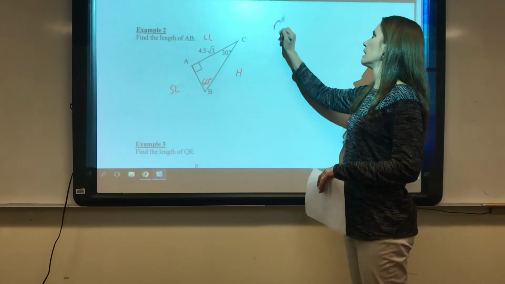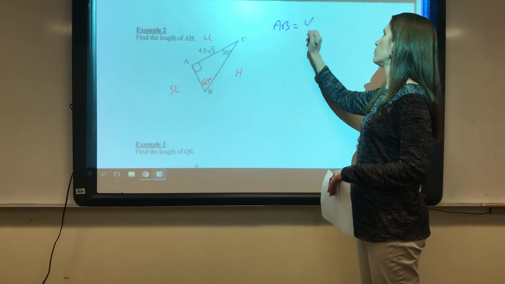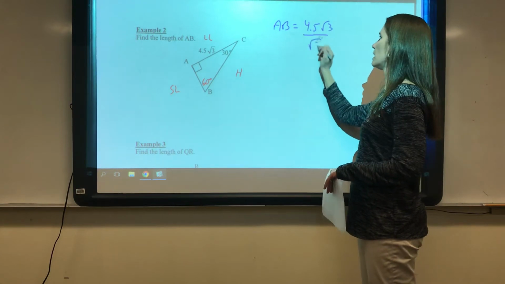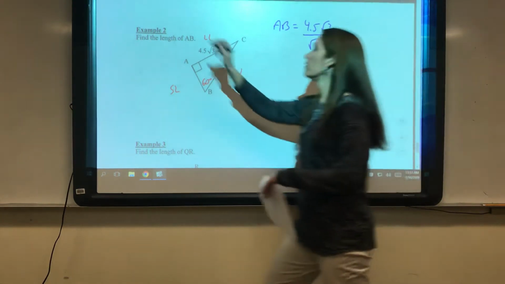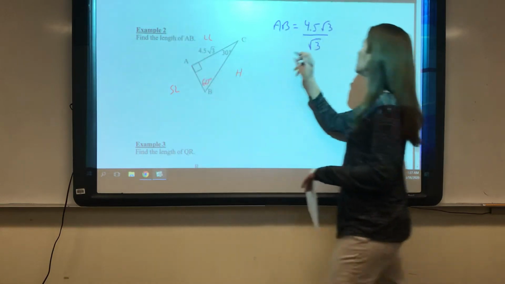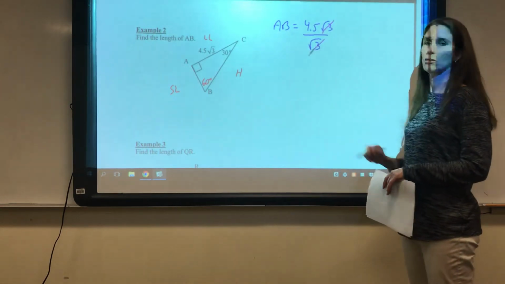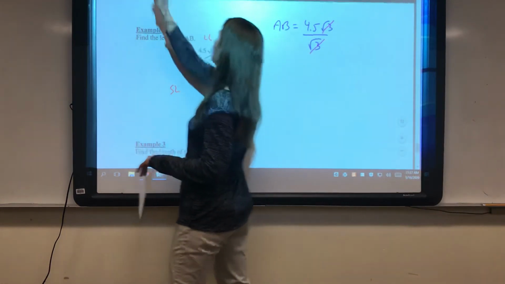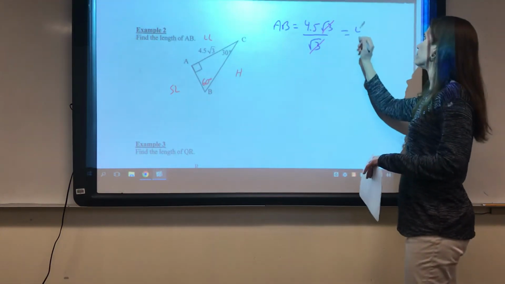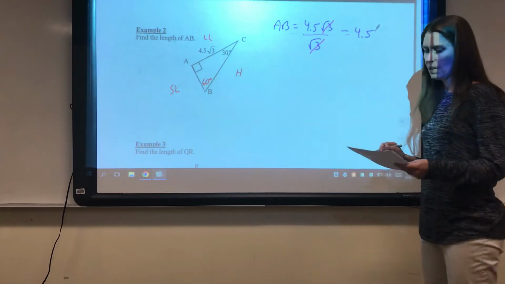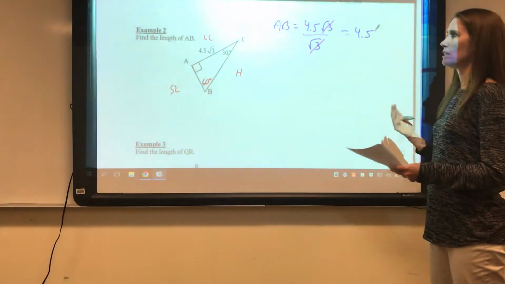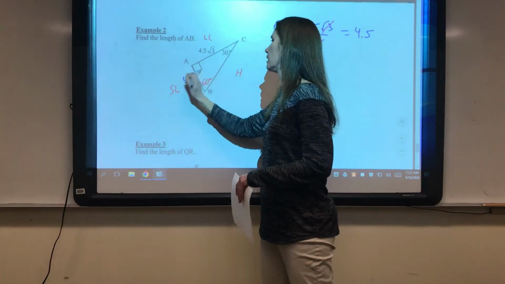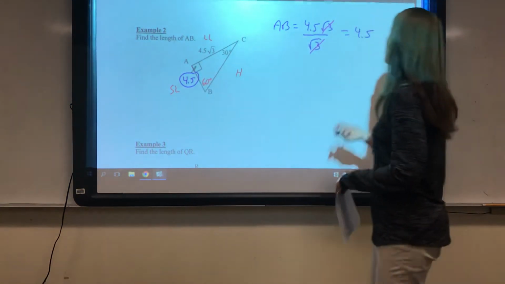So to figure out what AB is, I need to do 4.5 square root of 3, and I need to divide by square root of 3. If I divide by square root of 3, then I can just cancel out these square root of 3's. That makes it nice and easy. And then I am left with 4.5. And that's all that it's asking me to do on that one. Okay. I found the length of AB and I'm done.